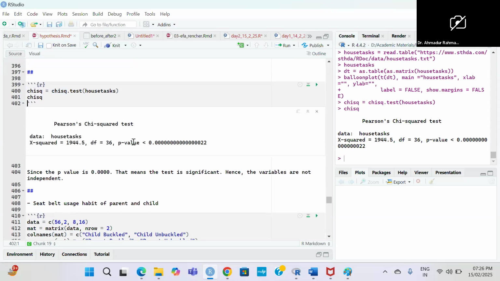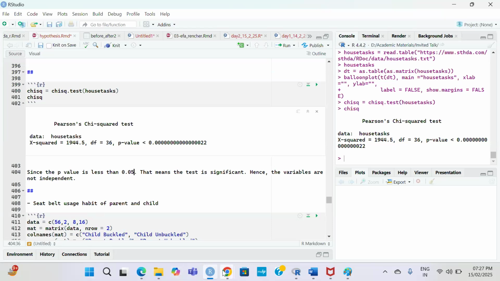Then write chi-sq. This is the p value. So the p value is very small. So when the p value is small, that means our test is significant or highly significant. And when our test is highly significant, what to say? Anyone from the group?